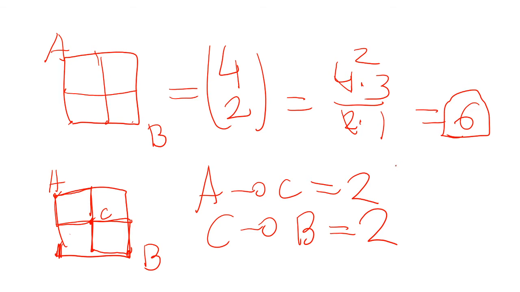Well, for every two ways A to C, we have two ways to get from C to B, so that's just 2 times 2, which is 4. And so there are 4 of these paths, 4 of these 6 paths pass through point C. And 6 minus 4 is 2, so that means 2 don't.